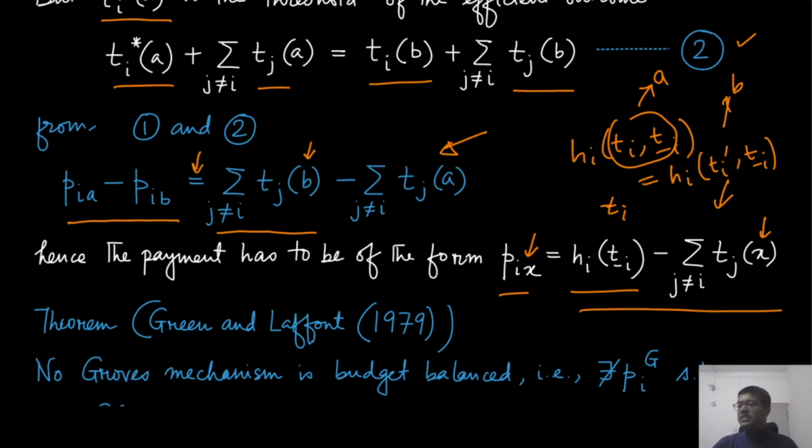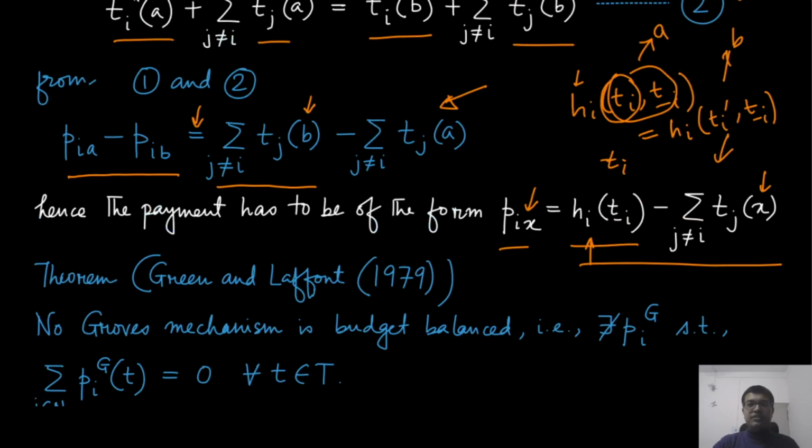So what it means is that when the other players' types are held fixed, this function which you can add to the payment cannot depend on the type of this player i. So that is the first part about the structure of the payment, which comes from the Groves class of payments.